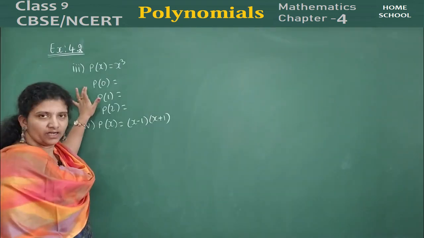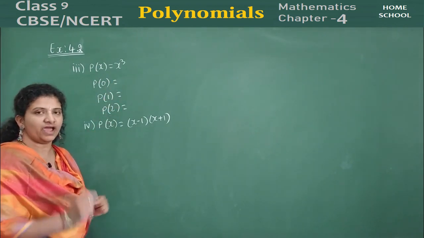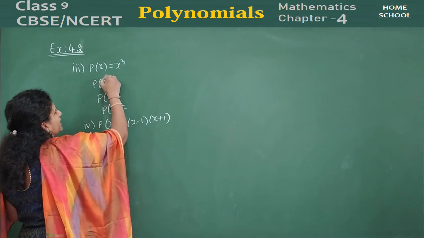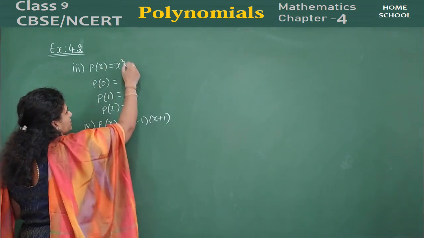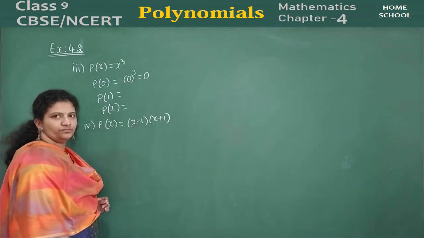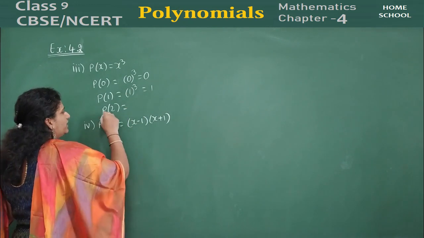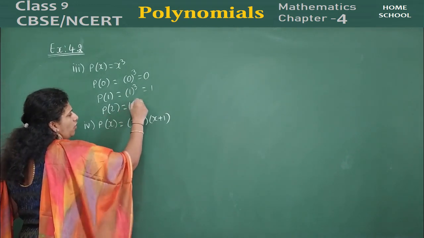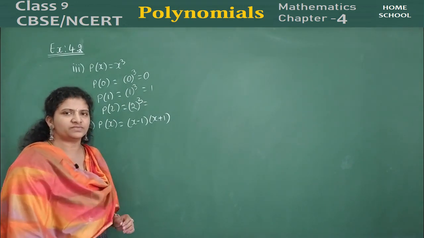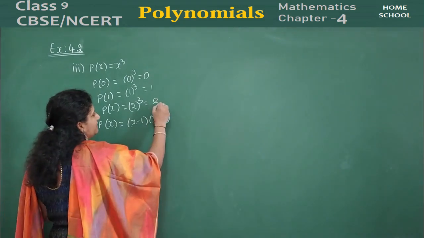Okay. Third sub question in it, P of x is equal to x cube. Find P0, P1, P2. P0 means in x place substitute 0. 0 whole cube. What is that? 0. Then 1 whole cube, 1. Then P of 2 means 2 whole cube. 2 multiply 3 times, children. 2 2s are 4, 4 2s are 8 is your answer.